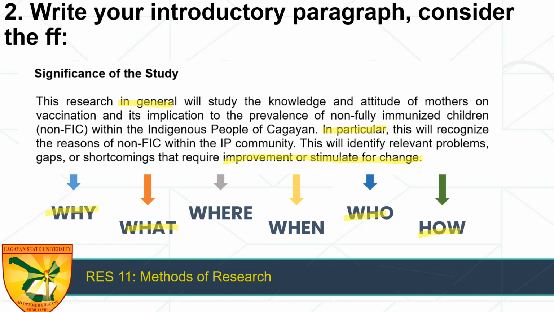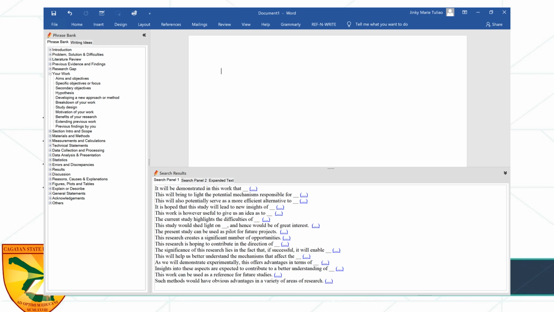So this is an overall significance, and this is simply an introductory paragraph within your significance of the study. Then in your reference and write, you can also have phrases for your significance of the study, or here you will see benefits of your research.